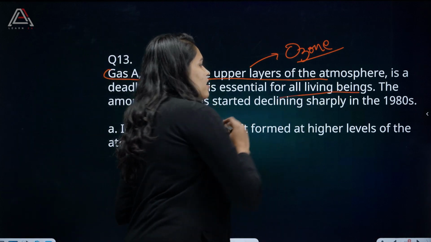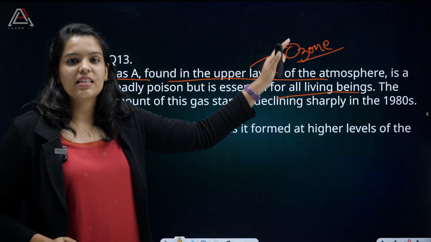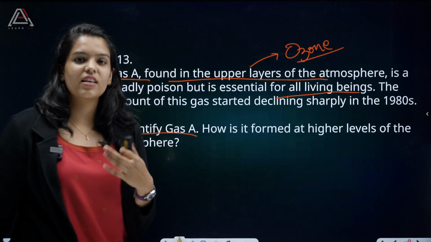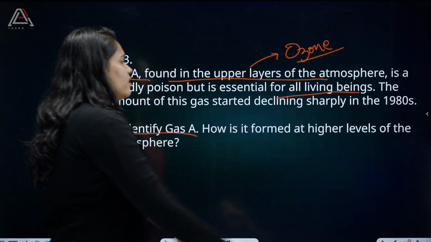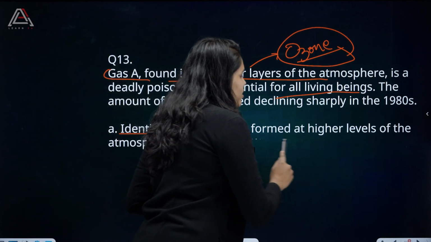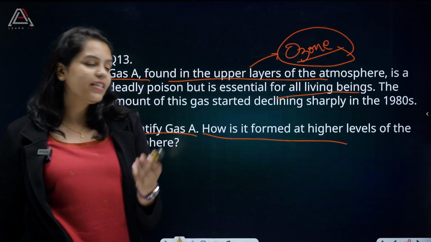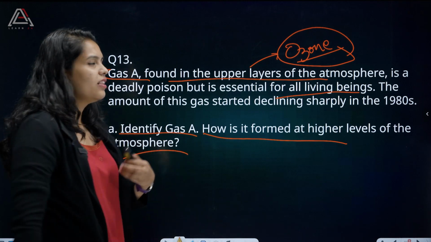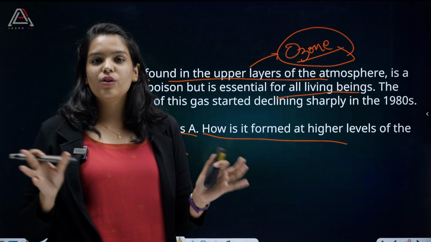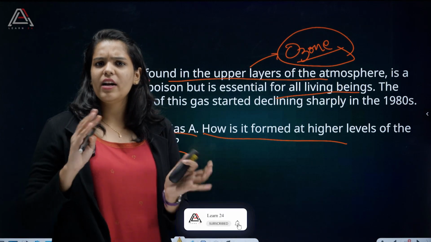So the first part is done. They are asking to identify the gas A. Gas A is nothing but ozone. The next part of the question is, how is it formed at a higher level of the atmosphere? That is, how is this ozone being formed in the uppermost layer of our atmosphere?